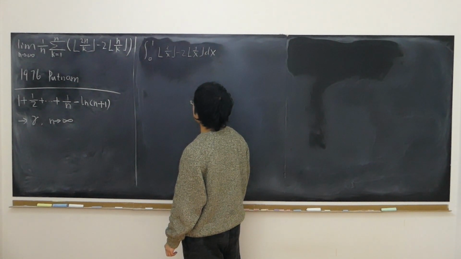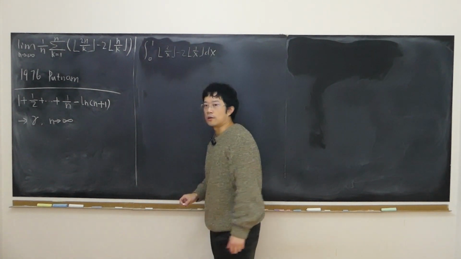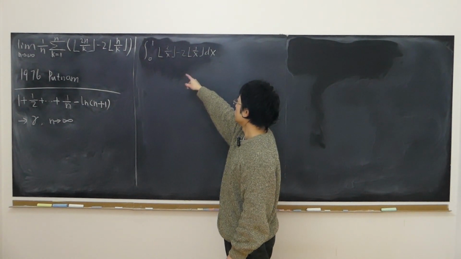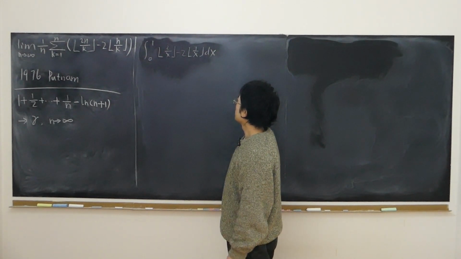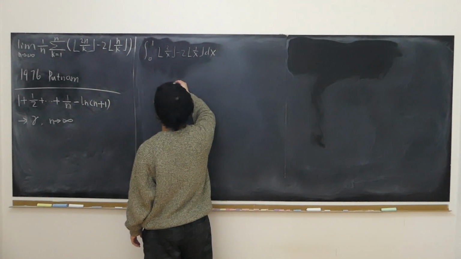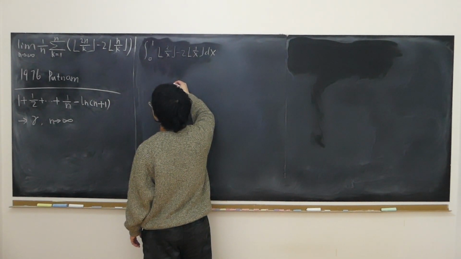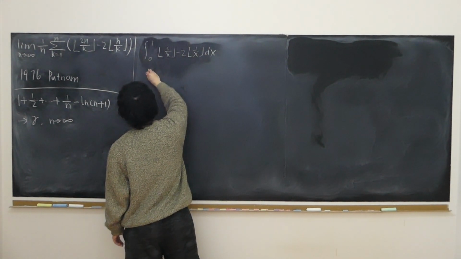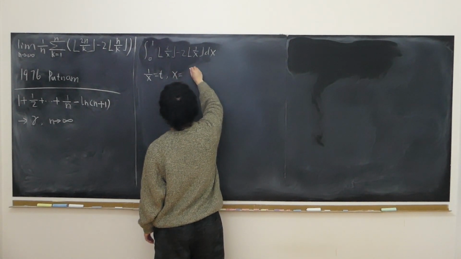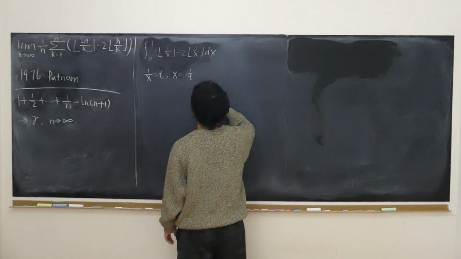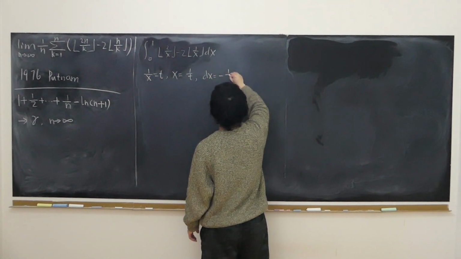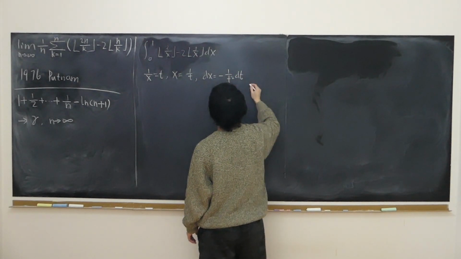And still, we don't know if this improper integral converges or not, right? Improper integral because we have a problematic point where x equals 0, where it's unbounded. But first of all, let's put a question mark on it. Then let's use a substitution. Let 1 over x equal t. Then x is equal to 1 over t. Then dx is equal to minus 1 over t squared dt.